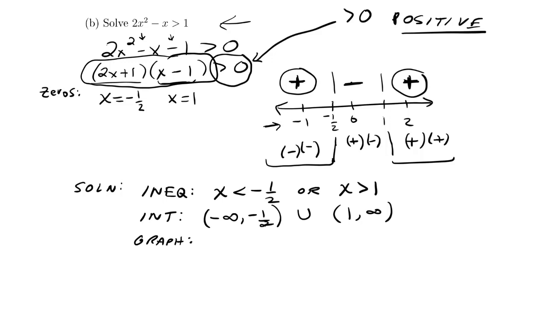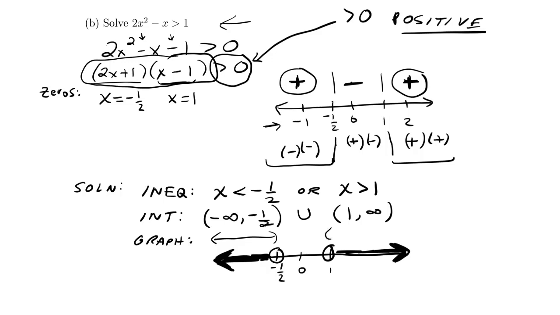Graph-wise, get my number line. All right, so let me put negative 1/2 there. Let's put 0. Let's put 1, and that's good enough. Open at negative 1/2, and everything behind going to negative infinity. And then open at 1, everything ahead going to positive infinity. Again, or if you like, parenthesis back, parenthesis forward. And there's our solution.